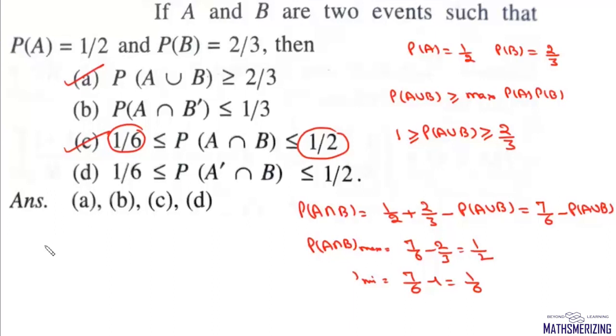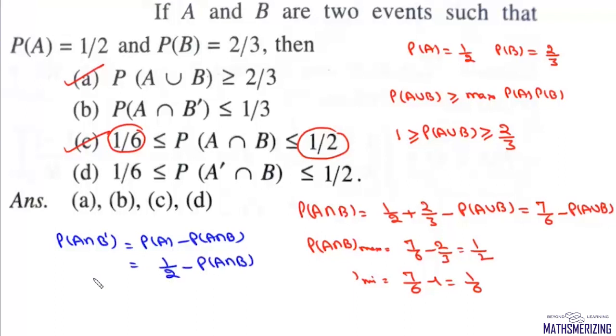Now we look at this option B. This is probability of A intersection B naught, and it is probability of A minus probability of A intersection B. Now probability of A is 1 by 2 minus probability of A intersection B. Now it will have its maximum value when A intersection B is minimum. Its minimum value is 1 by 6. So if we put 1 by 2 minus 1 by 6, it will be 3 minus 1 by 6, so it will be simply 1 by 3. That means this option B is also correct.